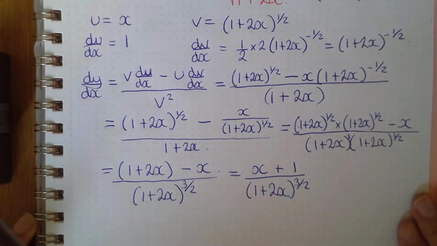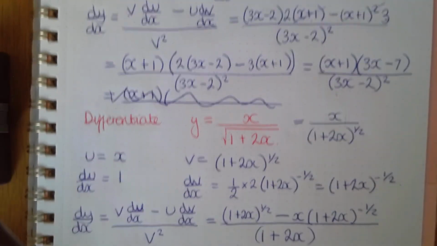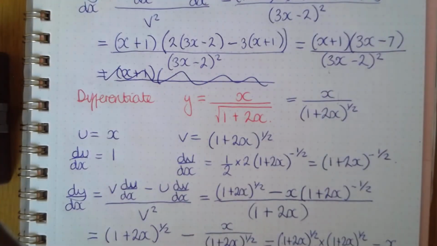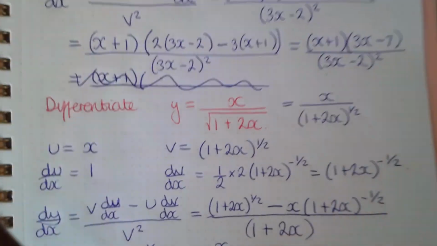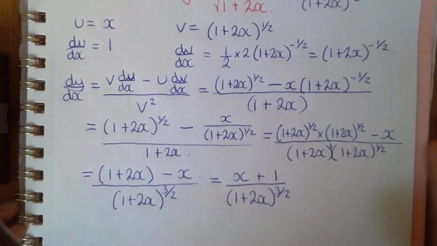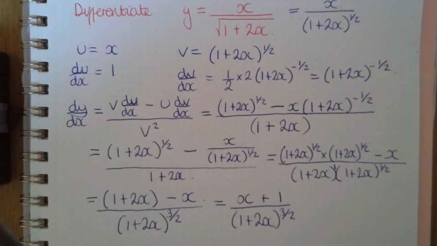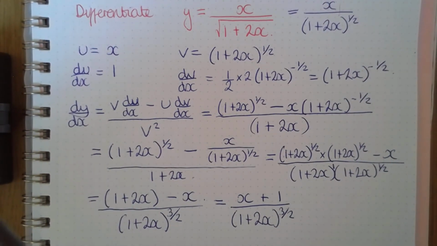So it does seem quite long, okay, but it's harder to differentiate using other methods, and also there are some questions that you can't always use another method. You have to be able to use quotient rule. Okay, it might seem the hardest out of the quotient rule and product rule, but once you get the hang of it, then you'll be doing questions a lot quicker.